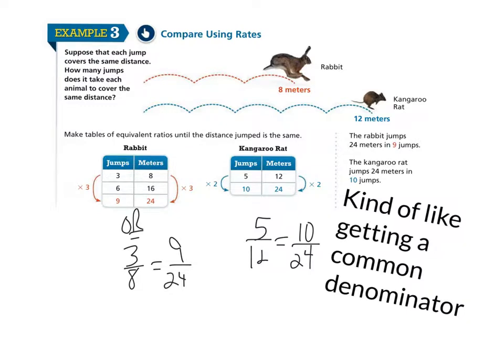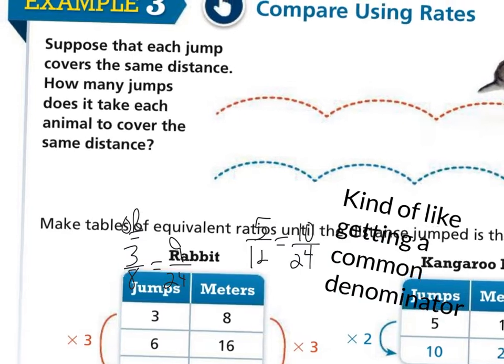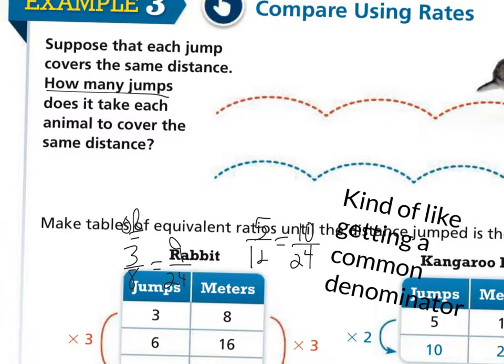Example 3, we're looking at a rabbit and a kangaroo rat. It says, suppose each jump covers the same distance. When they say that, it's not worded the best, what they're actually meaning is each time the rabbit jumps, the rabbit is jumping the same distance each time. Each time the kangaroo rat is jumping, the kangaroo rat is jumping the same distance each time. Okay? So the question here is, how many jumps does it take each animal to cover the same distance?